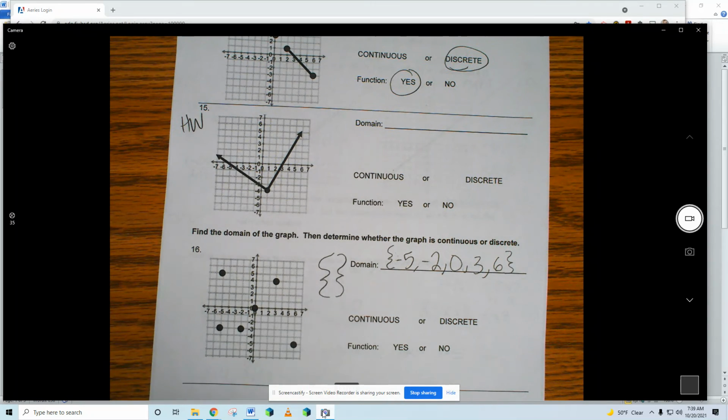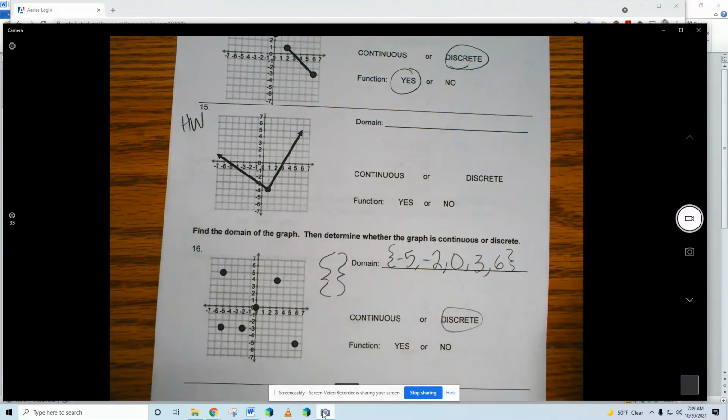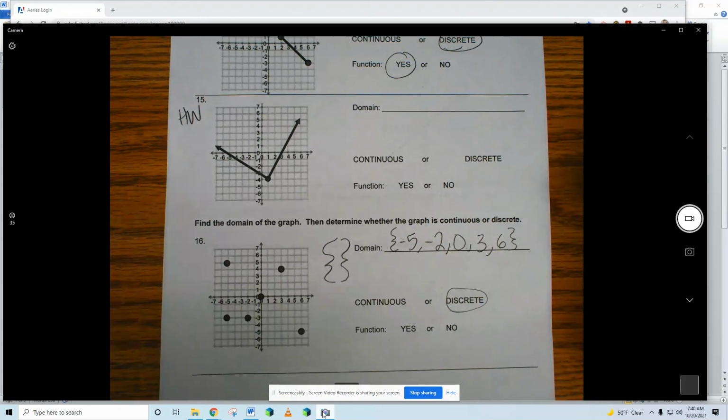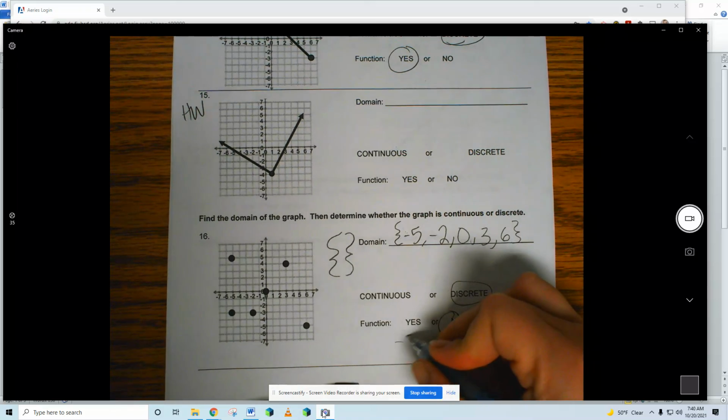This is obviously discrete because it's dots. And is it a function, yes or no? Did any of my x values repeat? Where does it repeat? This -5 is bad news. It's not a function. -5 repeats.